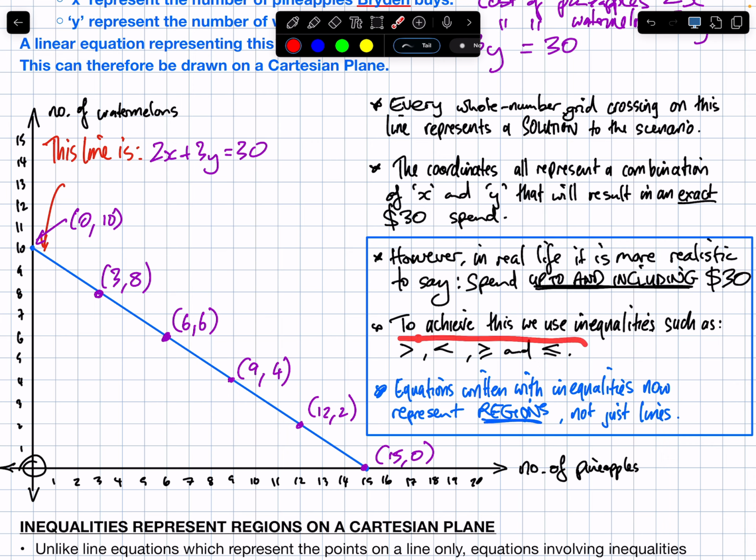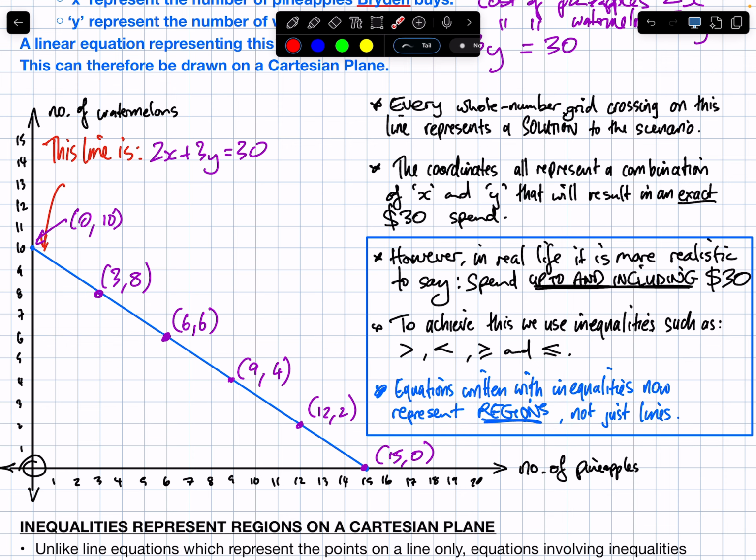So to achieve this, how do we achieve this? We use these signs here. It's probably been since year 10 since you've seen these. This one stands for greater than. This one's less than. What does the extra line indicate? Tell me. Greater than or equal to, or less than or equal to. So equations written with inequalities now represent regions, not just lines.